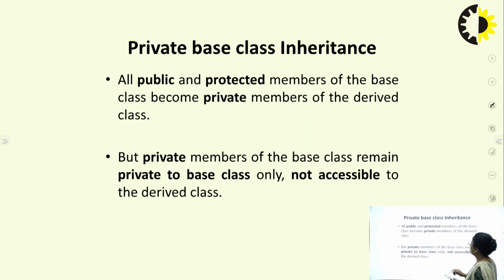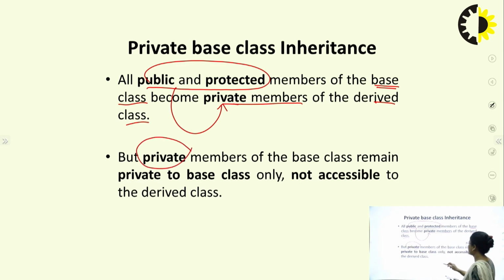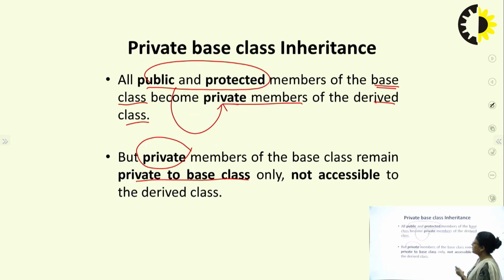Now, in case of private base class inheritance, the public and protected members of the base class become the private members of the derived class. But the private members of the base class remain private to the base class. So a private member can never be accessed by the derived class. That applies even to public inheritance: the public member of the base class becomes the public member of the derived class, the protected member becomes the protected member of the derived class, but the private members can never be accessed by the derived class. Similarly for the next scenario.